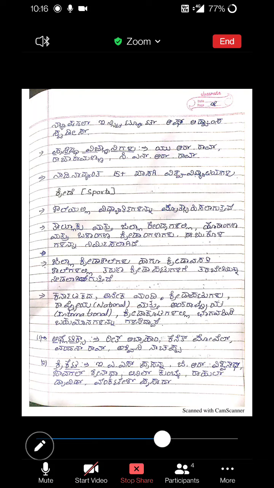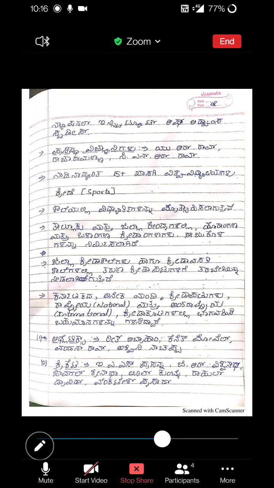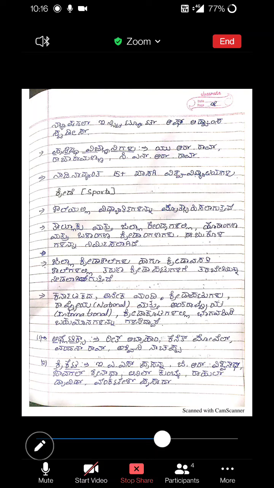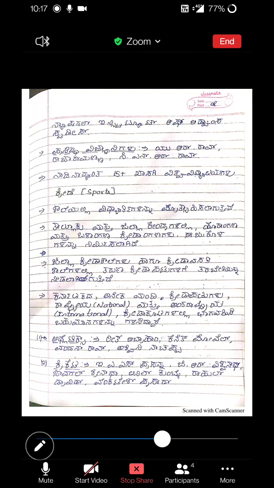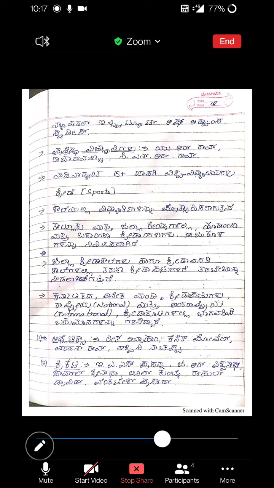In schools, students are motivated for sports. In taluk level, outdoor sports grounds, indoor sports grounds, and swimming pools have been established in every taluk in Karnataka. ಕ್ರೀಡಾಪಟುಗಳು means sports persons. So in different sports schools of Karnataka, the sports persons are given training.